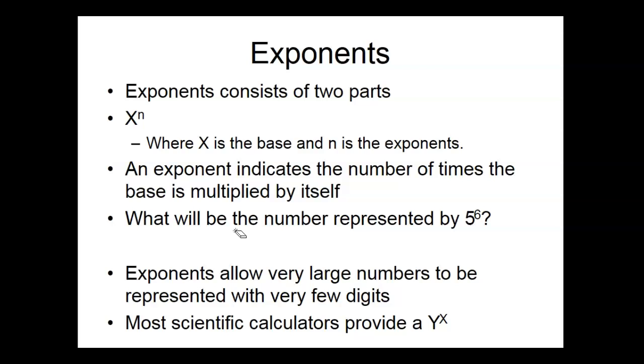So all y'all's got a Y to the X key on your calculator where you can calculate. But instead of giving the number, it's a lot more convenient to give it in this form. And what's nice about exponents, if your base is exactly the same, you multiply just by adding the exponents together. So it makes it a lot easier to multiply and divide. If you divide, you subtract the exponents. But they all got to have the same base. Exponents allow very large numbers to be represented with very few digits. Most scientific calculators provide a Y to the exponent key. Everybody okay? Yes or no?